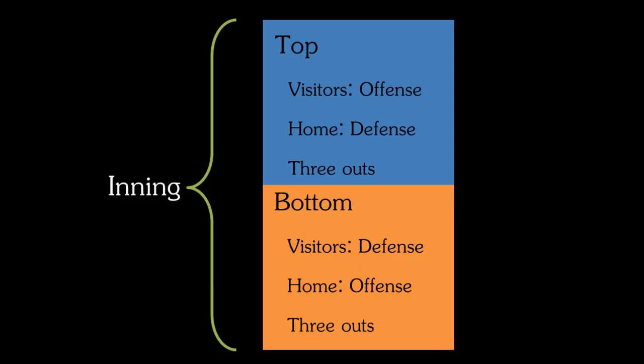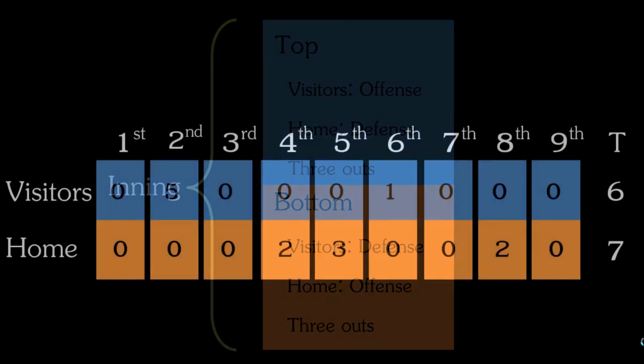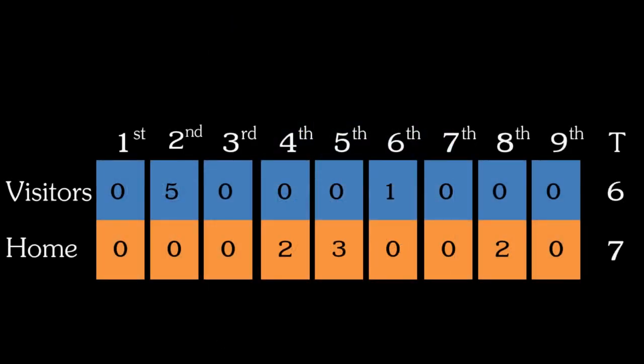The teams would then switch again, so the home team is again in the field and the visiting team is at bat, and they would do that for 3 more outs. At that point, the bottom of the second inning would begin. And so the teams continue to alternate back and forth between offense and defense for 9 innings. After 9 innings, whichever team has scored more runs or points is the winner.